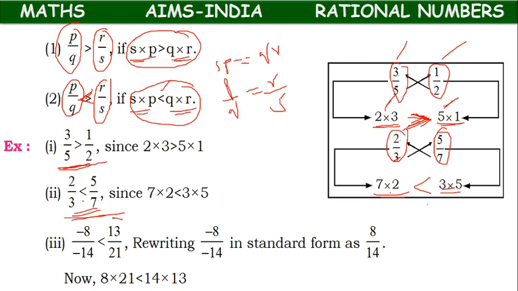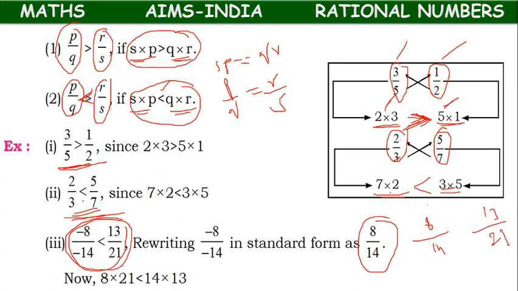Or we have to compare these two. But it is not in the standard form. First it has to be written in standard form. So 8 by 14 and 13 by 21. Because both minus signs cancel, it is a positive rational number. 8 into 21.